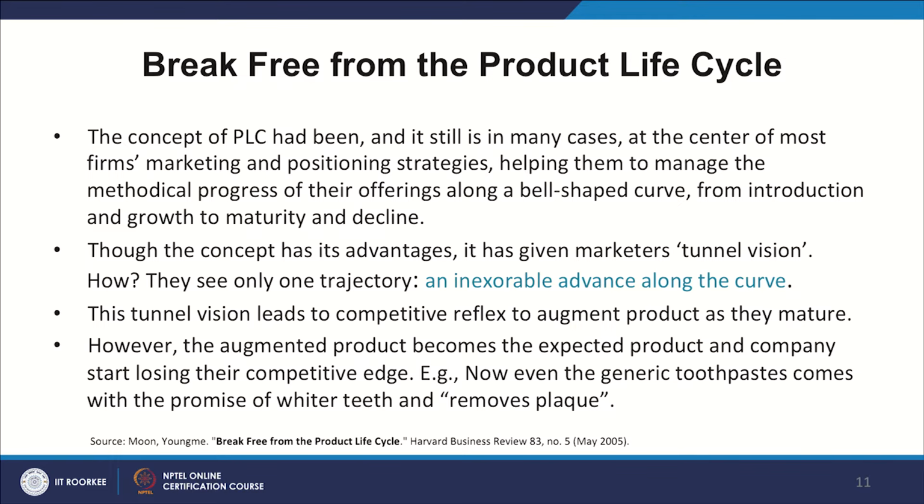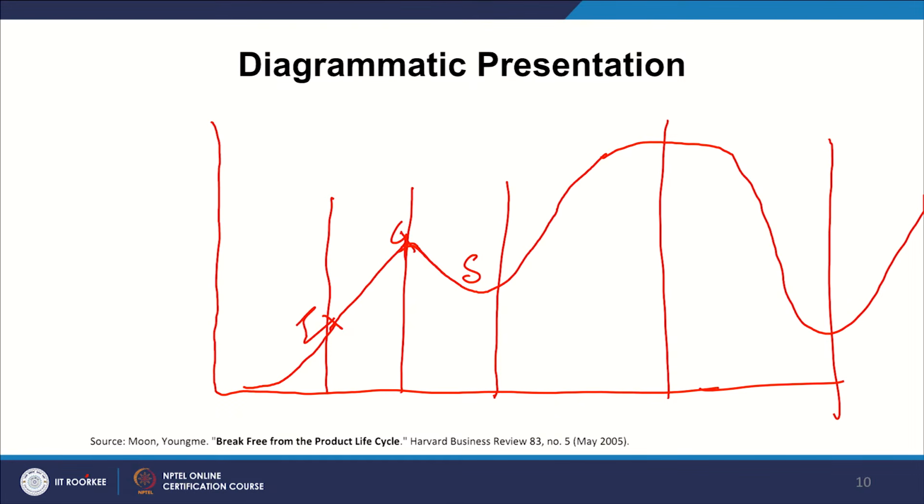Now, for example, as the paper says, now even the generic toothpaste comes with the promise of whiter teeth and removes plaque. So, this is an example of how expectations get raised. So, just look at this distorted figure which I made for you, but this is how you should be thinking in terms of how to pursue life cycle.